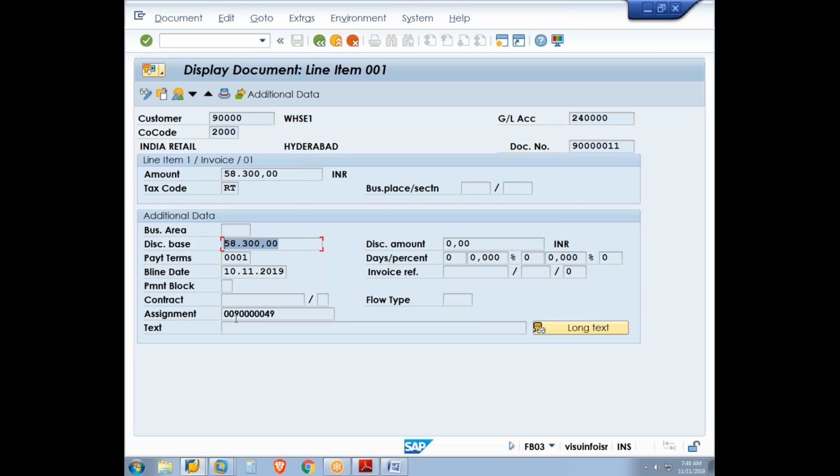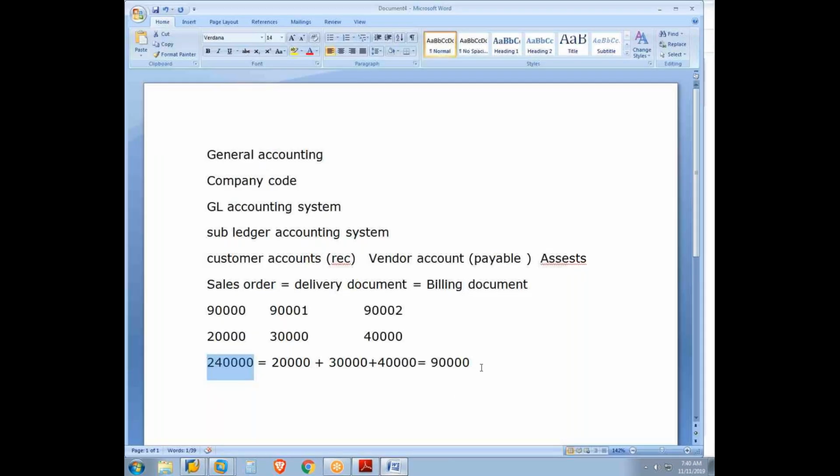And then tomorrow, if you receive the incoming payment, okay, let us say customer 90,000 made a payment of 20,000 rupees. Customer 90,001 made a partial payment of 25,000, and 90,002 also made a partial payment of 2,000. All these amounts will be posted to the customer account. Okay, it will be credited to the receivable account, that is the reconciliation account. So here it will become minus 20,000, then here it will become minus 25,000, and here it will become minus 40,000.